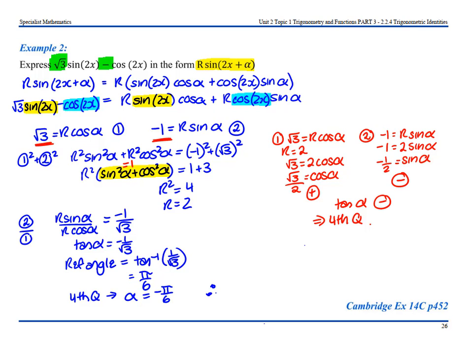So therefore, I've run out of room, so I can put over here, square root of 3 sine of 2x minus cos of 2x has to be my r, which was 2, sine 2x plus my alpha, and my alpha was... sorry, my alpha was -pi on 6. And we are done.